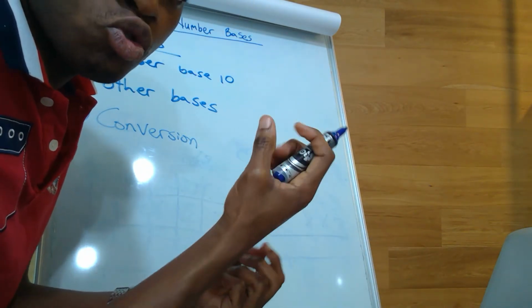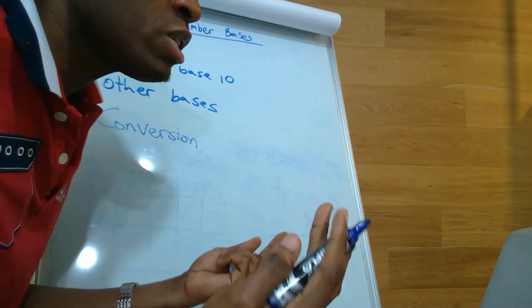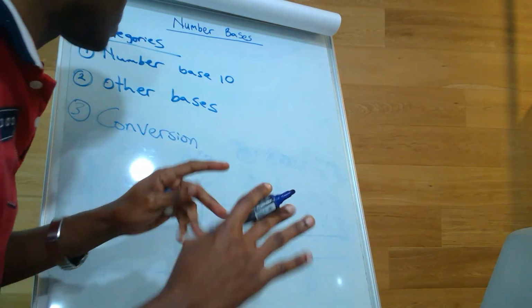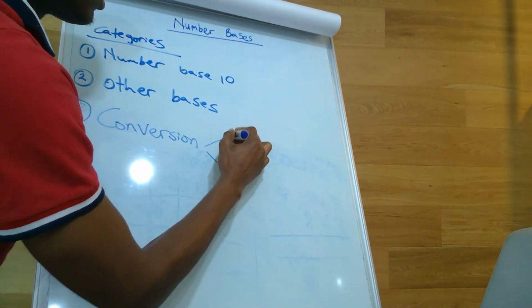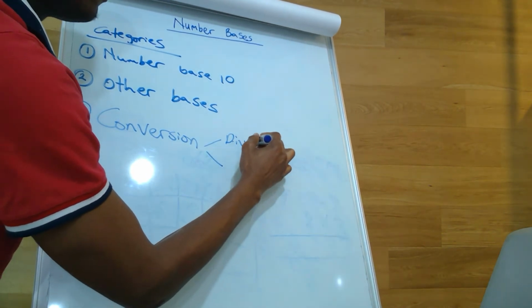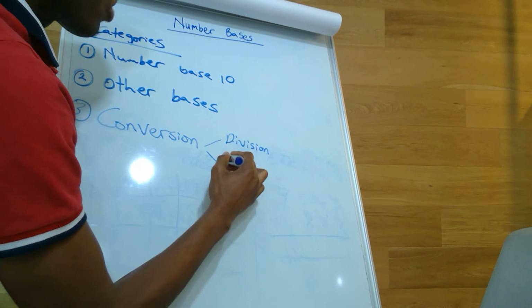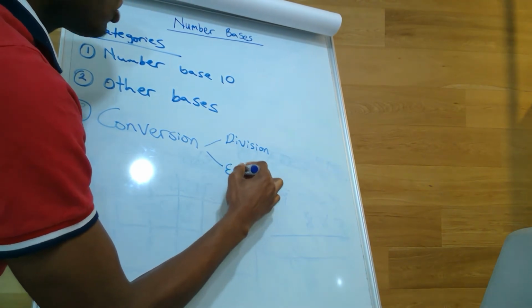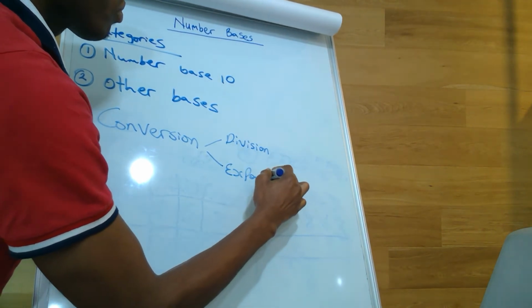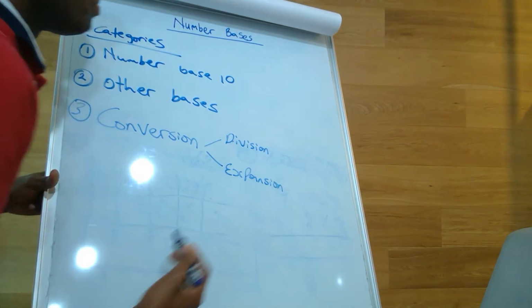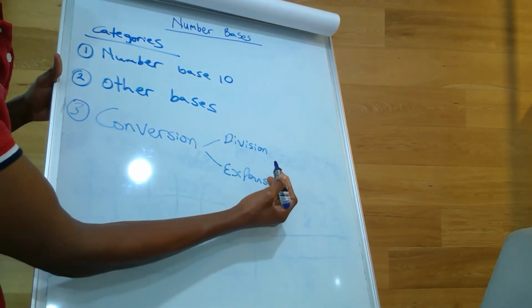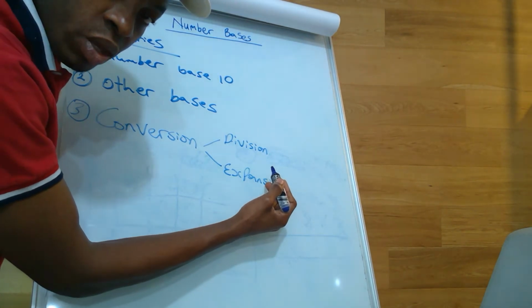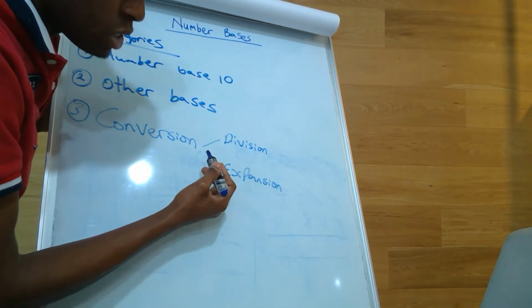When you divide something, you make it small. When you expand it, you make it big. That is the 2 things we do. That is, under conversion, you can use your division method, and we can also use our what? Expansion method. You use the base to divide. Here you use the base to expand.